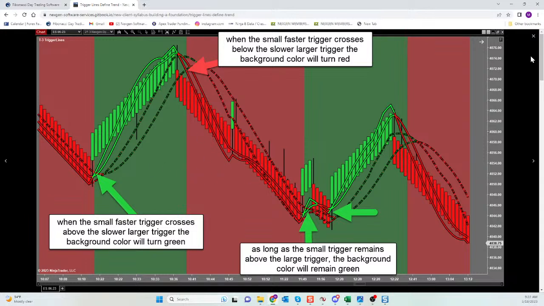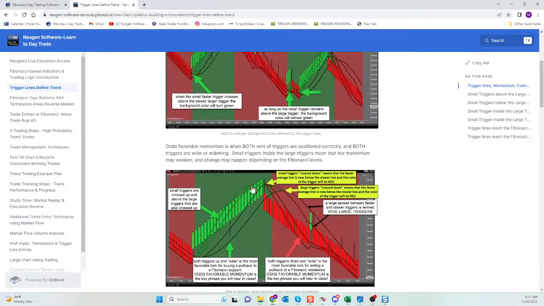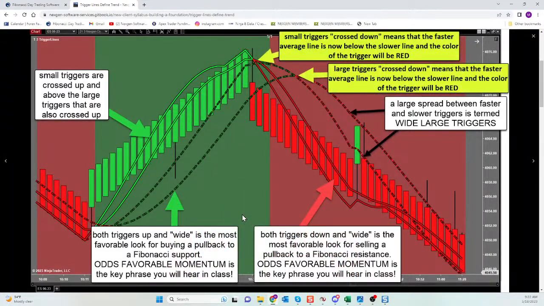Color defines the direction. And then rule number 1 says that we must have strong trigger lines. Strong trigger lines mean in an uptrend, when that background is green, that the small trigger lines have broken above the large trigger lines. It's like scissors, wide open, ready to cut. The space created between the small and the large lets you know that the odds are favorable for the market to continue in the direction of the trend. How simple is that? Odds favorable momentum, guys. It's a key phrase that you're going to hear in class. Small's below the large are wide, they're angled in the direction of the trend.